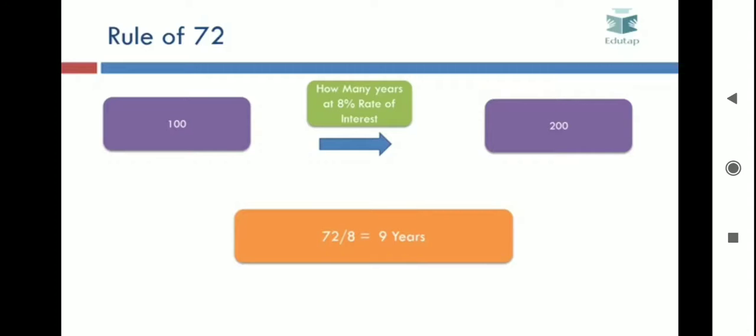Rule of 72 says that to find out the number of years required to double the money, you just divide 72 by the rate of interest. So here you will divide 72 by 8, which is your rate of interest, and the answer would be 9 years. That is, you can double your money at 8% rate of interest in 9 years. Irrespective of whether your starting amount is 100 or 1000 or 10,000 or 1 lakh, it will always take 9 years to double your money at 8% rate of interest.